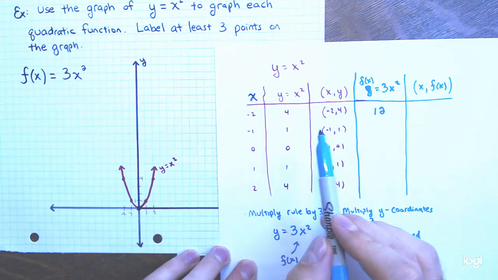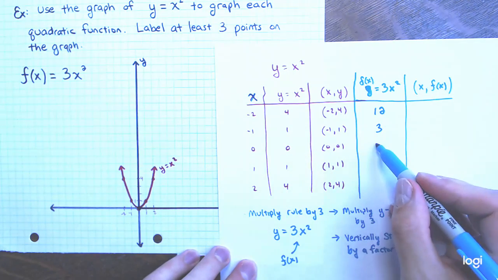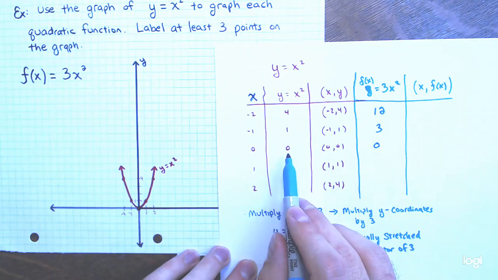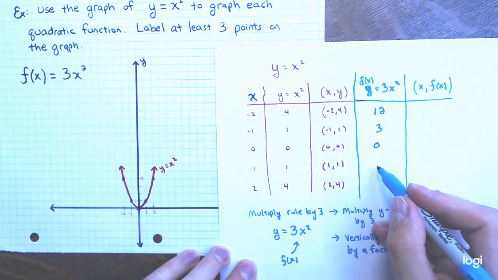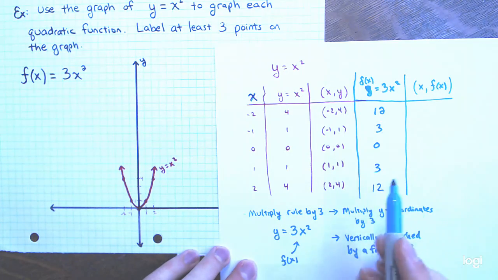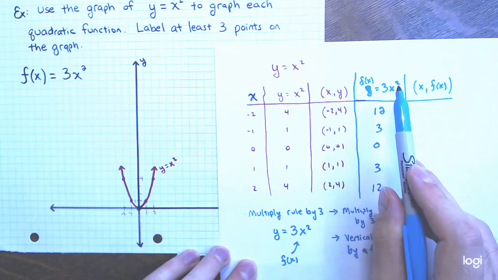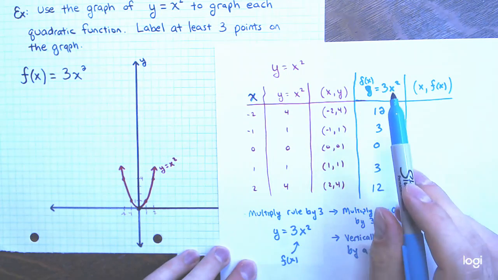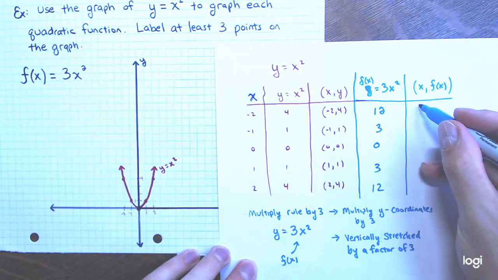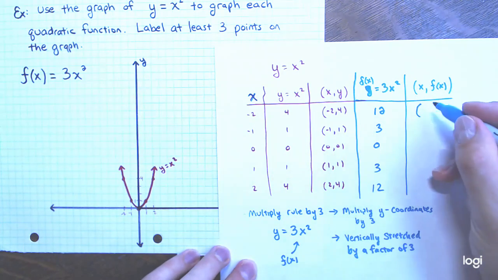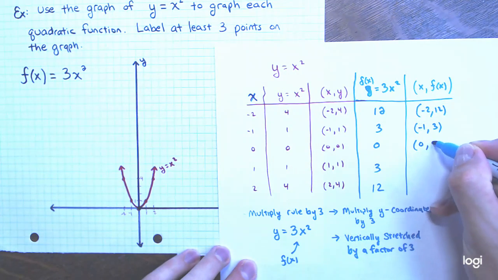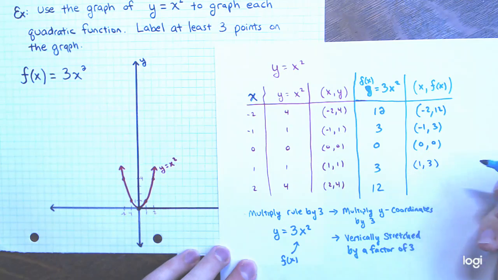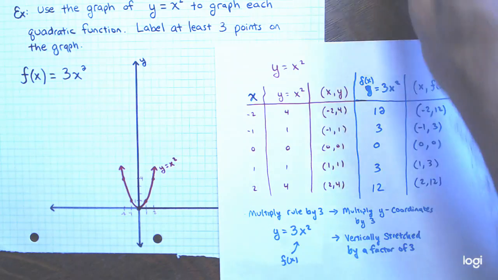And going through these, 1 times 3 is 3. 0 times 3 is still 0. Remember I said earlier, x-intercepts won't be affected by multiplication. 1 times 3 is 3. And 4 times 3 is again 12. And you can double check. When I plug in 2 for x, 2 squared is 4, times 3 is 12. When I plug in 1 for x, it's going to be 3, and so on. So the ordered pairs I'm plotting are, input negative 2, output 12, negative 1, 3, still (0, 0), positive 1, 3, and 2, 12. I'm plotting these points.